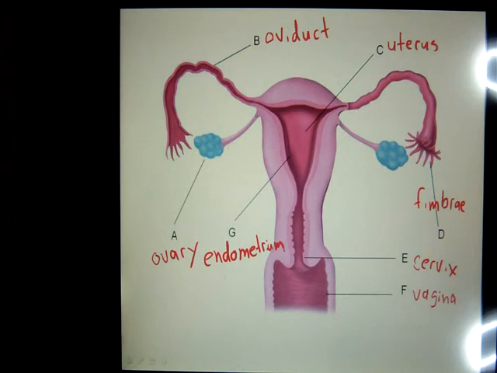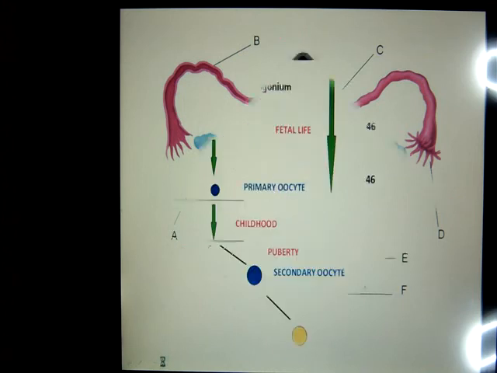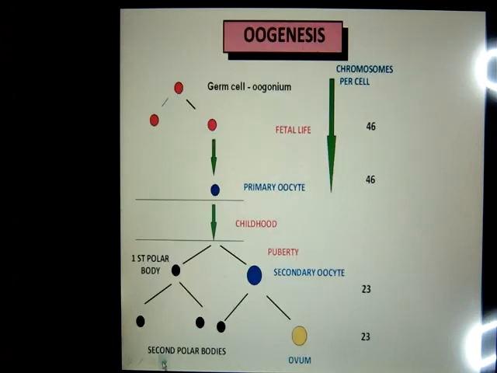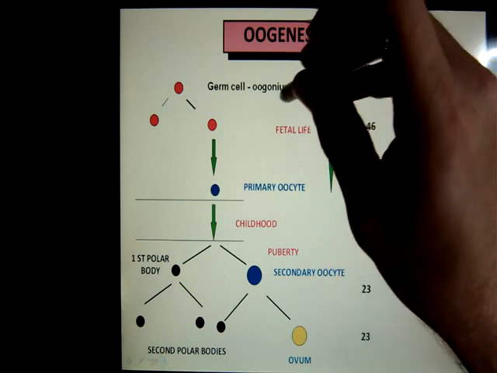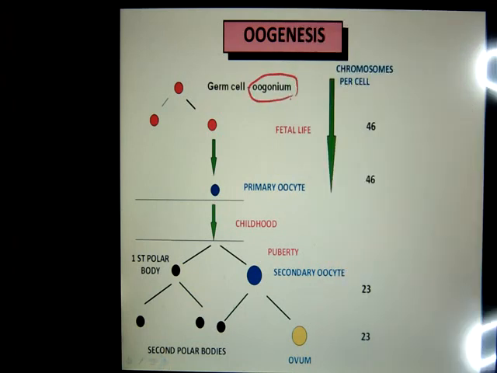Now let's take a look at what is exactly happening inside the ovary. This is oogenesis, or the making of eggs. This whole process actually begins before the female's even born, when she's just a fetus. Anyway, it all starts with special cells called oogonia. Oogonium would be the singular. These are the cells that actually make the eggs.